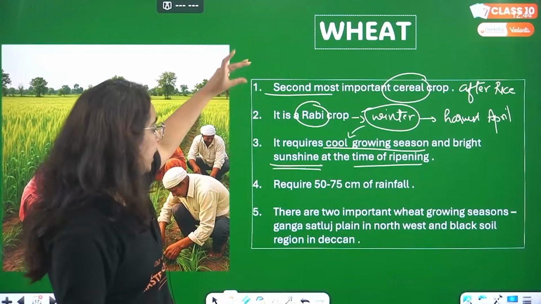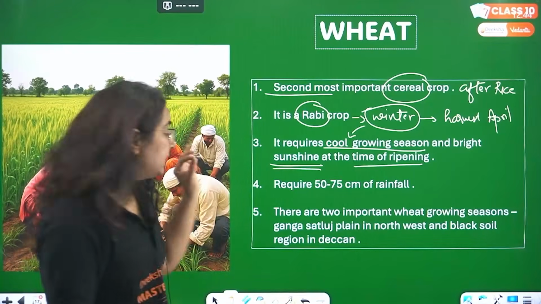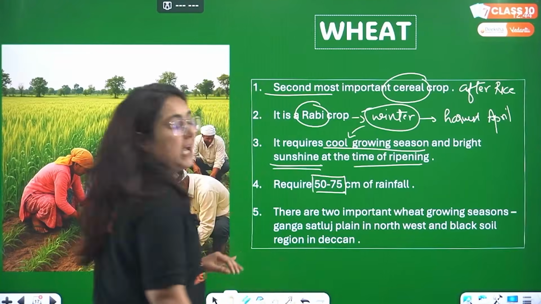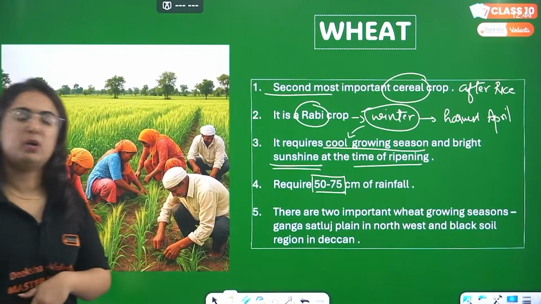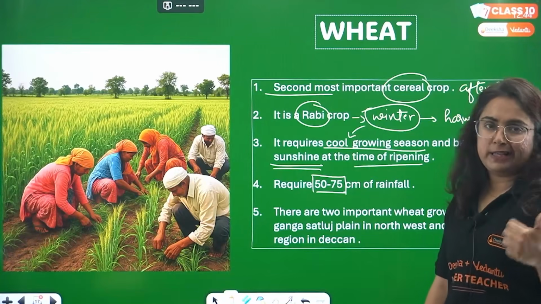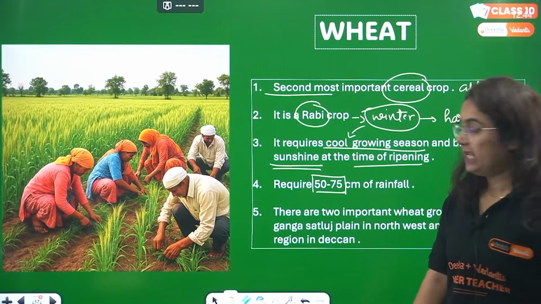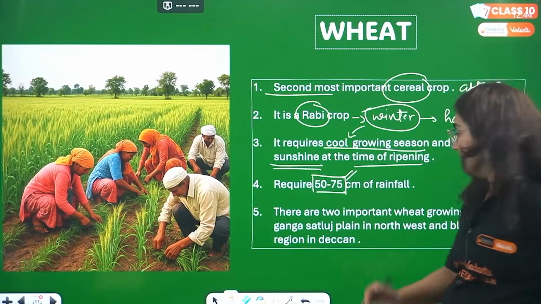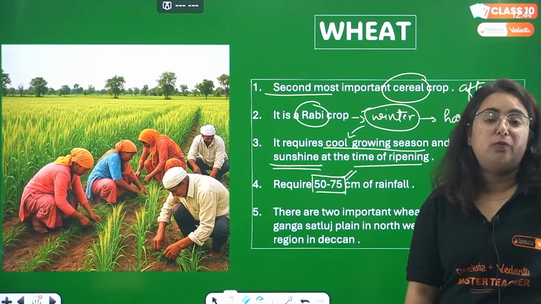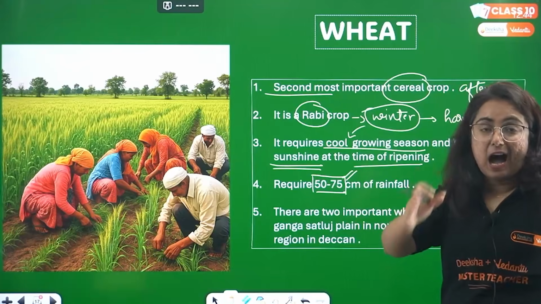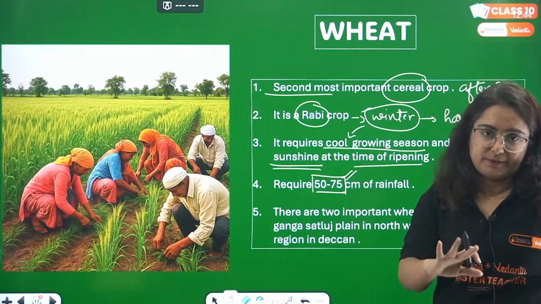Conditions are here, introduction is there. Then how much rainfall is required? 50 to 75 centimeters of rainfall is required. By the way, moderate temperature, moderate humidity, and rainfall of about 50 to 75 centimeters is required for the growth of wheat. Yes, exactly half of that of paddy, by the way.